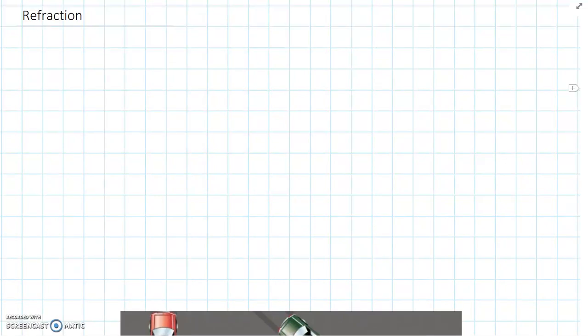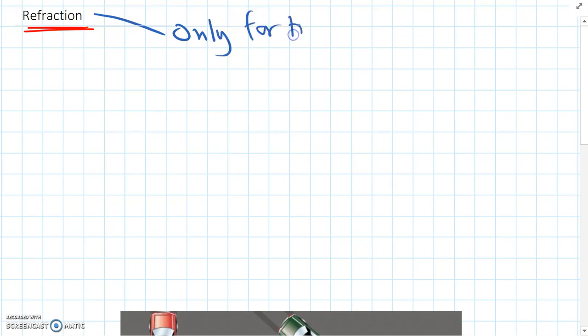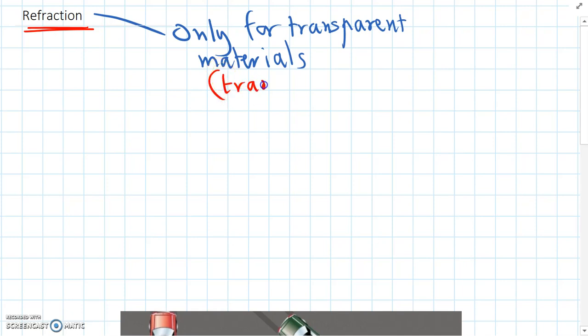So we've been looking at different ways that light can interact with materials, and last time we looked at reflection. Now we're looking at refraction. And refraction can only happen if light goes all the way through a material. So that means it only happens for transparent materials. In other words, the light has to be transmitted, meaning it goes all the way through a material.